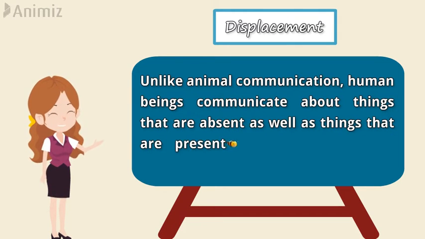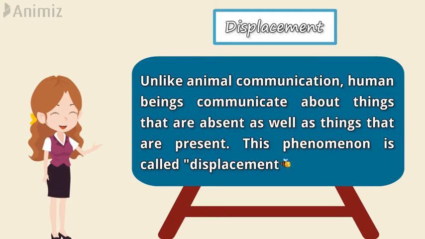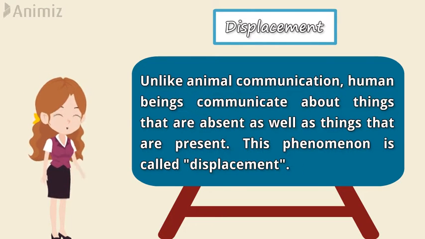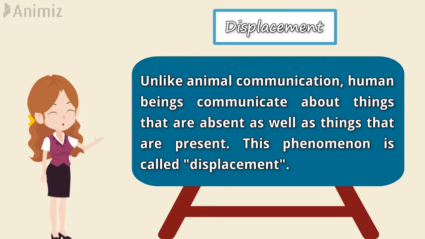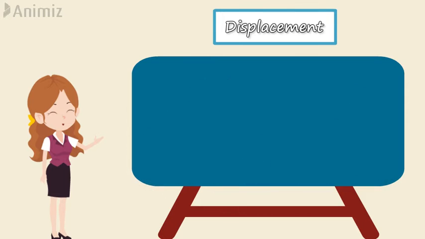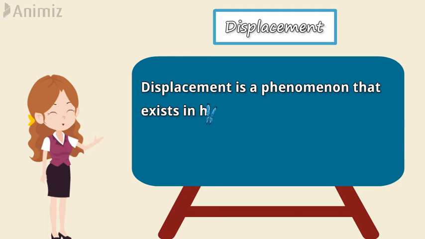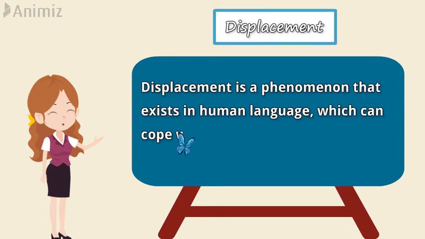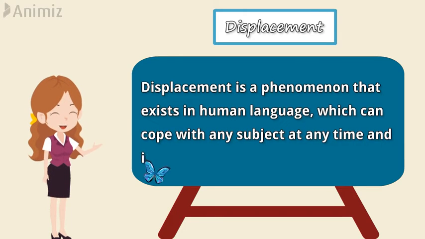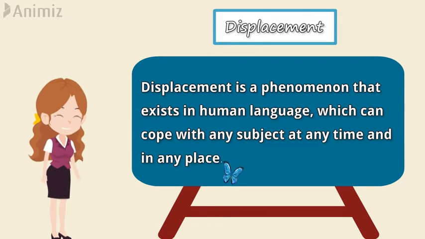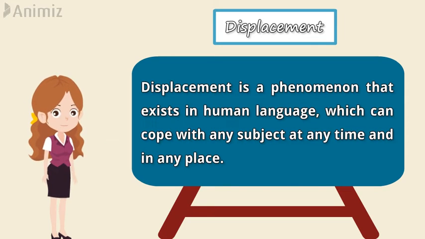Like animal communication, human beings communicate about things that are absent as well as things that are present. This phenomenon is called displacement. Displacement is a phenomenon that exists in human language, which can cope with any subject at any time and in any place.